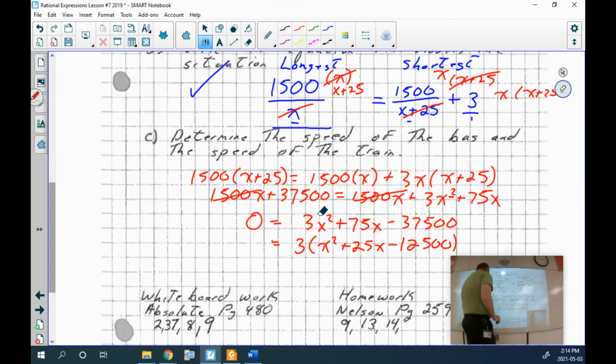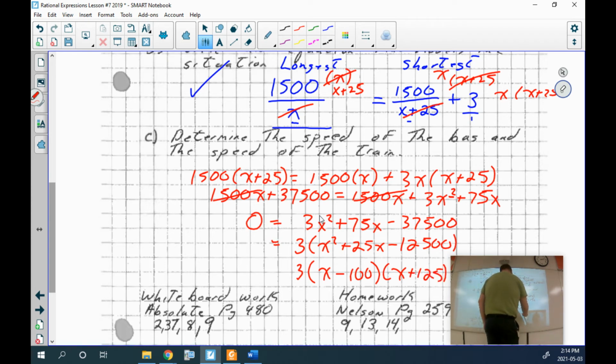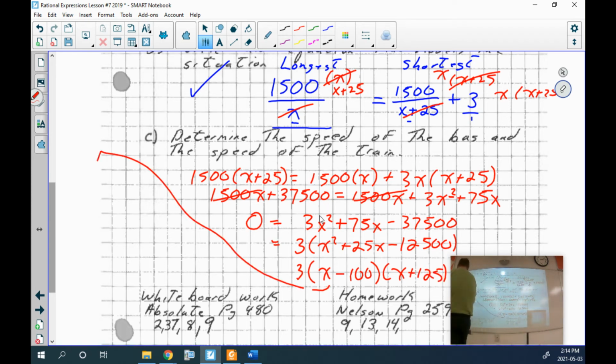Take out a common factor, 3, x squared plus 25x minus 12,500. Now the two numbers that multiply to 12,500 and add to 25 are x minus 100 and x plus 125. So, terrible board work. Our solutions are x is equal to 100, x is equal to negative 125. Now, again, this doesn't make sense. Can't have a speed of negative 125. So x is equal to 100.